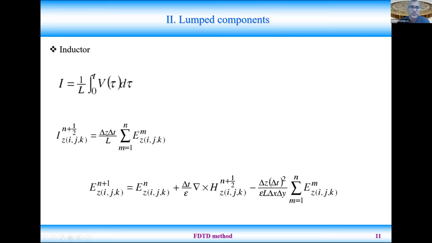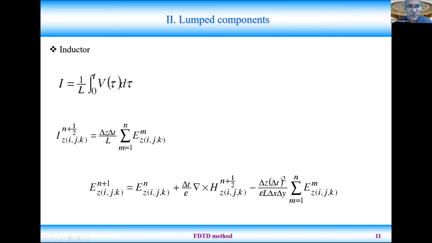So we save the electric field at all time instants, EZ from M equal 1 to N, at this position, and then we do a summation to get this relation here. We divide by L, multiply by delta Z, because this is a relation between the voltage and the electric field, and delta T, because we are integrating over time. So we have to multiply here by delta T.